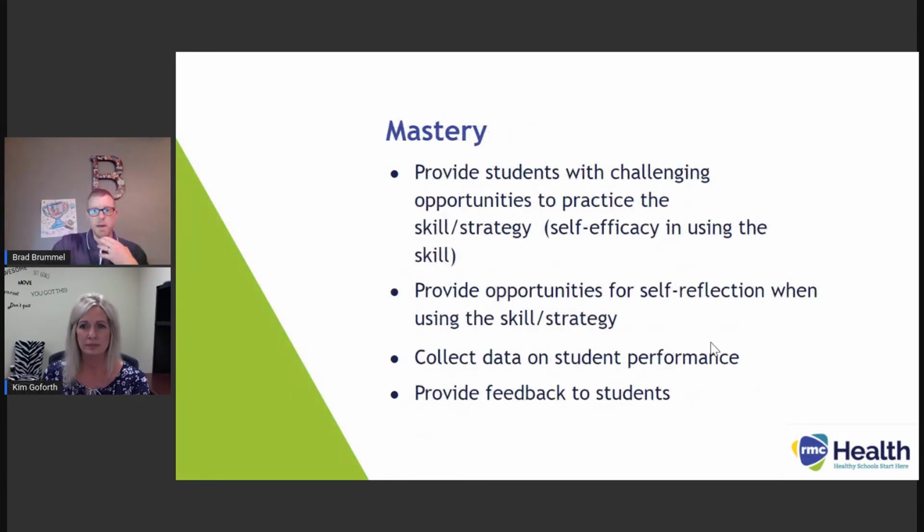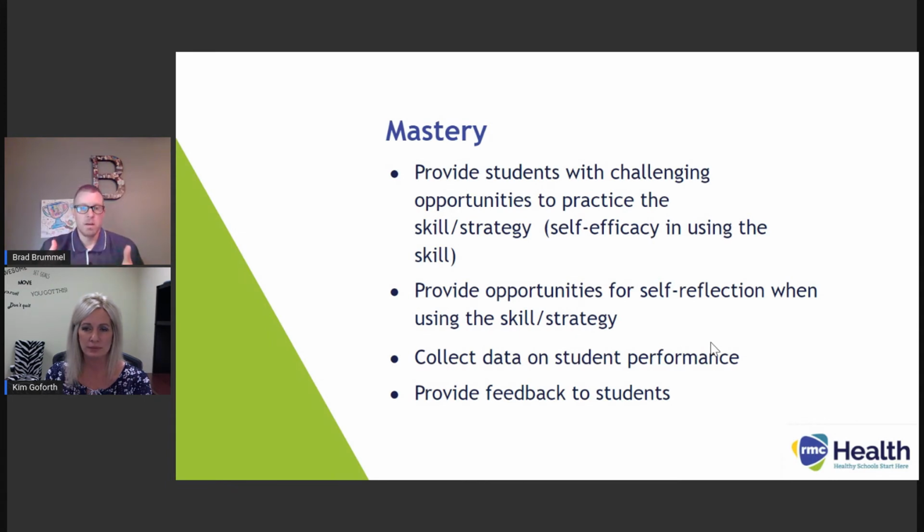So that third step is mastery. Are we providing students with the right amount of challenge? Because we know as teachers, if it's too high of a challenge, they're going to give up. And if it's too easy, they're going to lose engagement. So we have to have that right amount of challenge for the skill strategy. And then I think this part gets forgotten a lot, and that's the opportunity to reflect. We want students to have the opportunity to self-reflect on the skill. How did it feel? Was I successful? Why not?